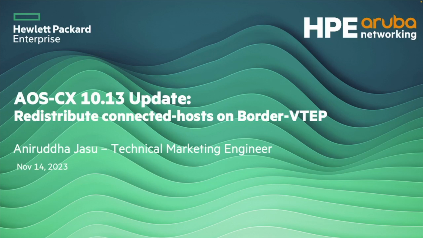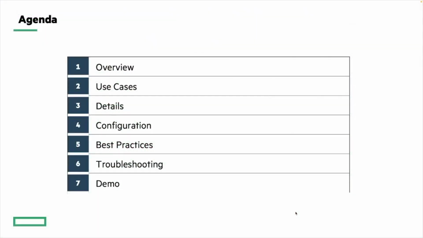Today, we would be talking about an update on Redistribute connected hosts on Border VTEP. Following would be the agenda. We would be covering an overview of the description we just discussed, talk about certain use cases, details, configuration, best practices. We'll get into certain troubleshooting and end the session with a demo.